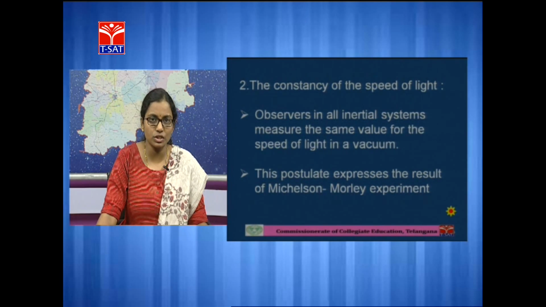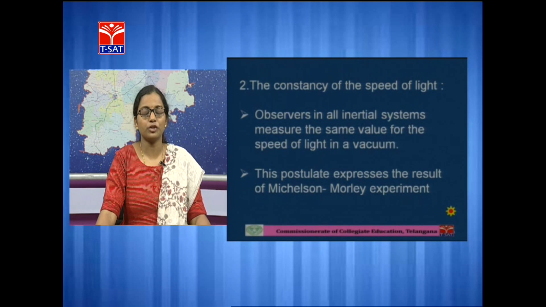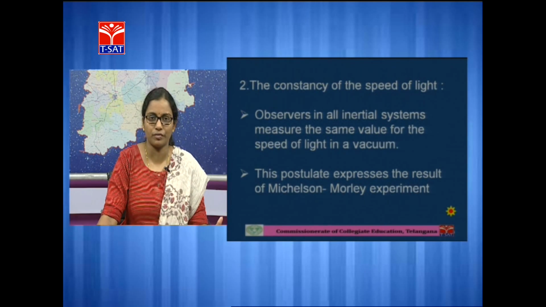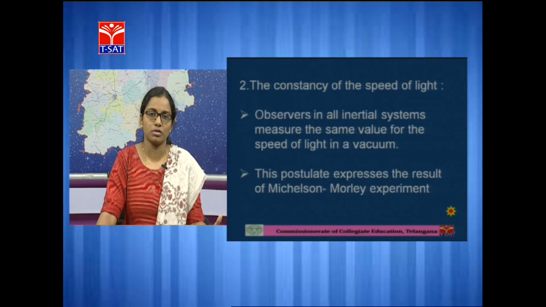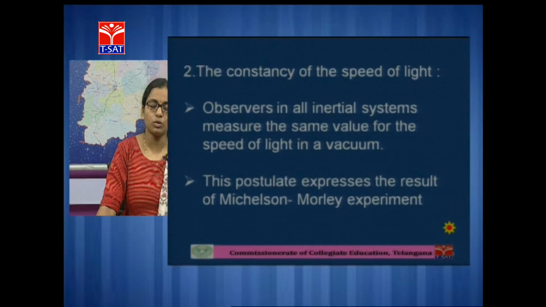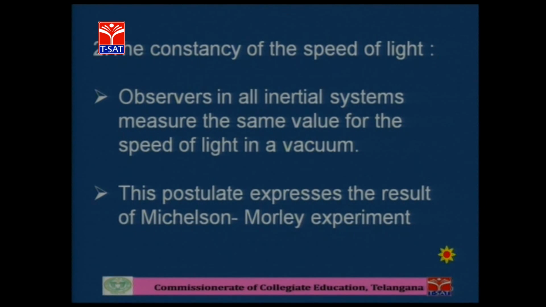That means the velocity of light in vacuum is the same if you observe from any inertial frame of reference, where inertial frame of reference means all of Newton's laws are valid. The theory which explains the negative result of the Michelson-Morley experiment was given by Einstein in the second postulate, where there is constancy in the speed of light.